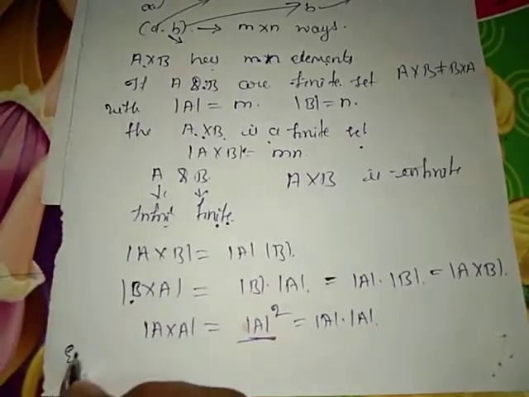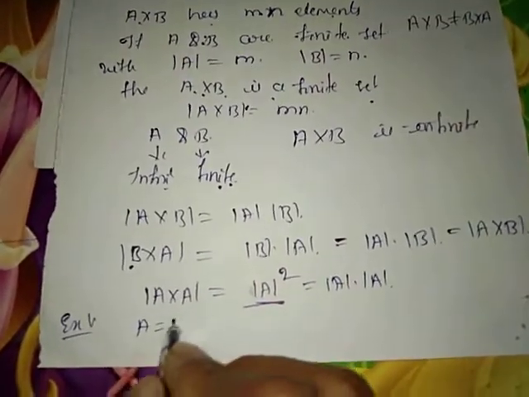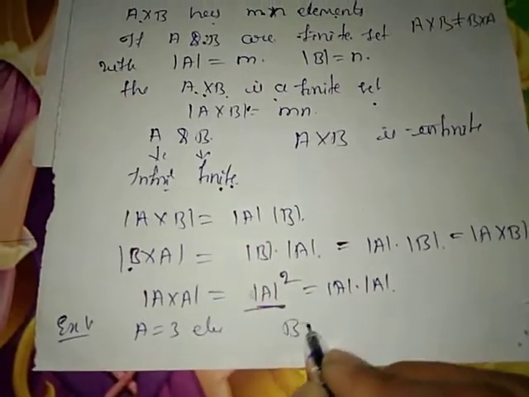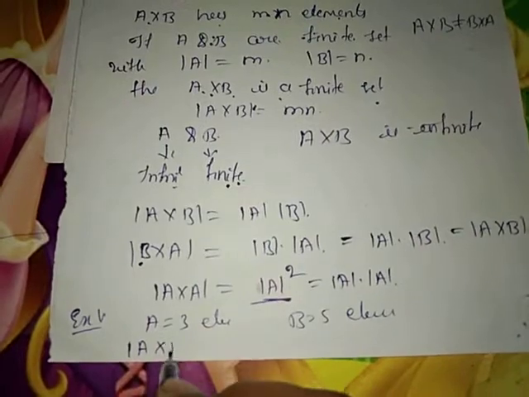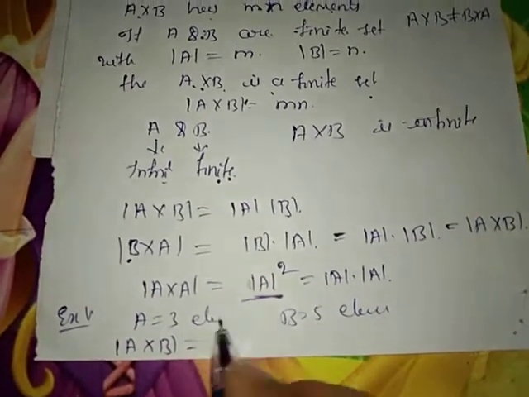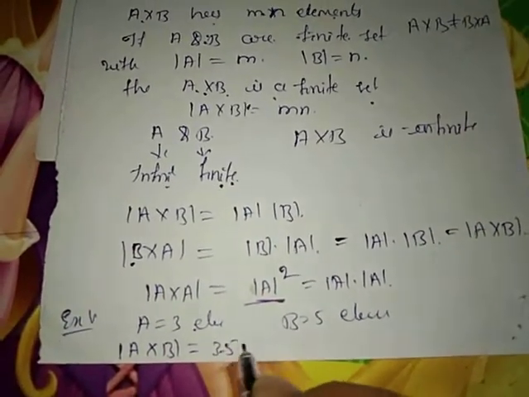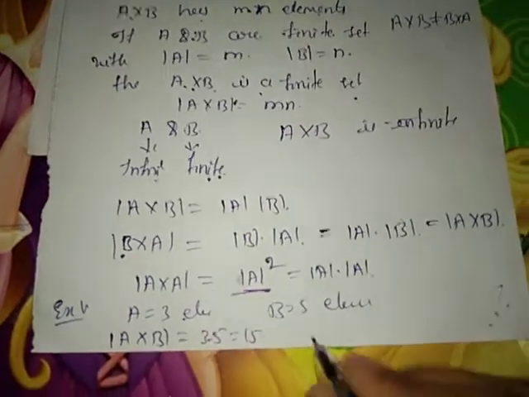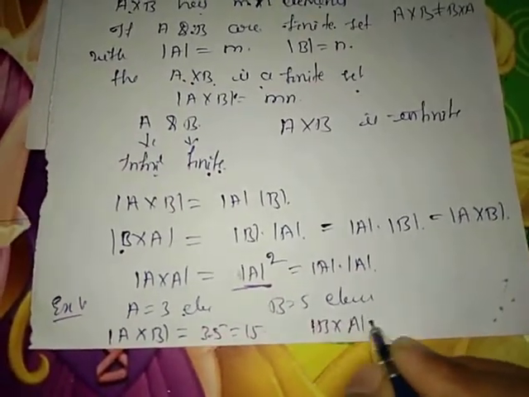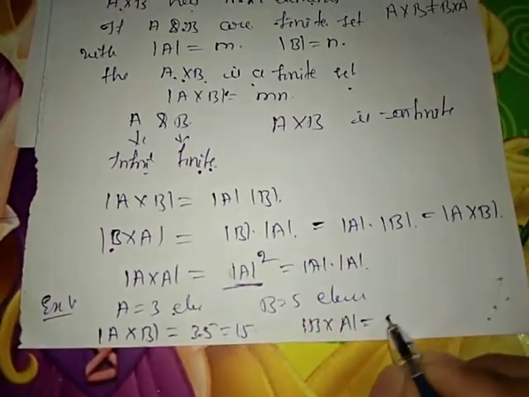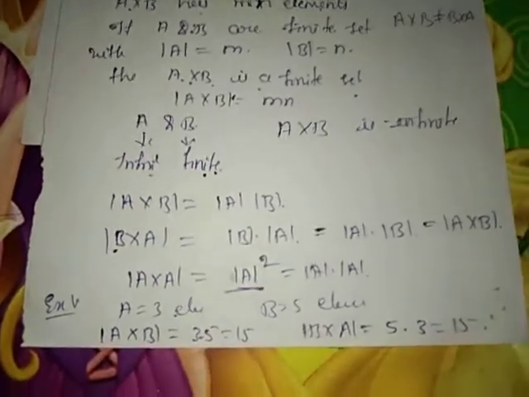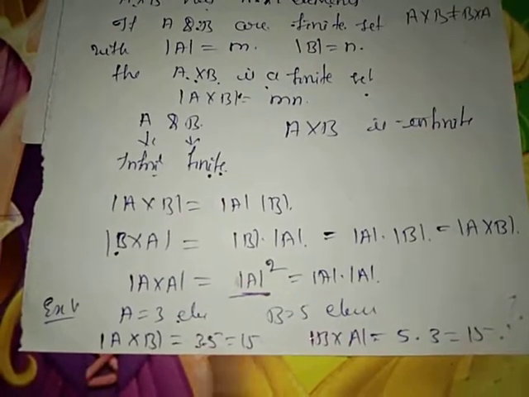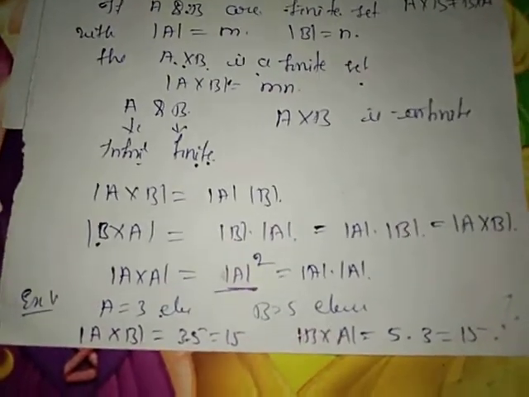For example, suppose A has 3 elements, B has 5 elements. Then the number of elements of A cross B is equal to 3 into 5, that is 15. Similarly, B cross A has number of elements of B into number of elements of A, equal to 15. Therefore, the number of elements of A cross B is equal to the number of elements of B cross A.